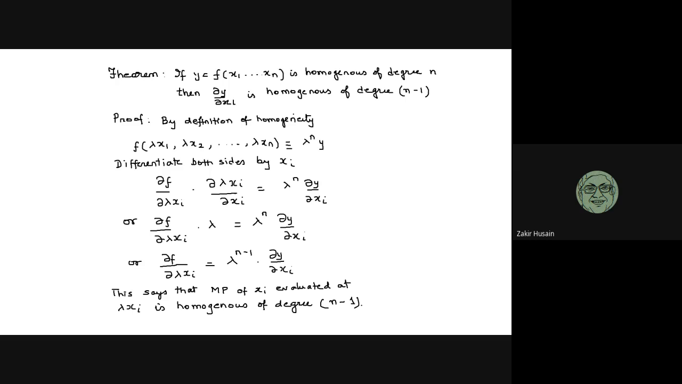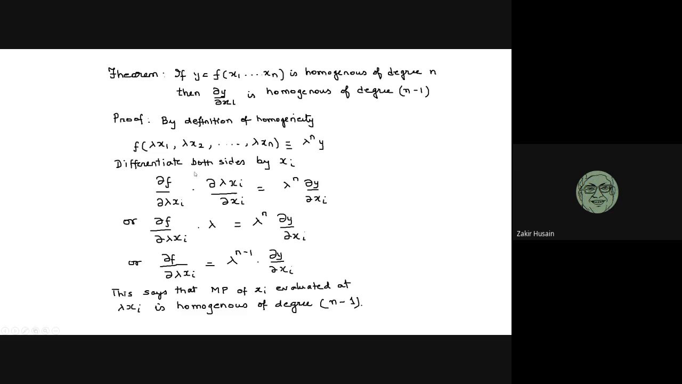Okay. The second theorem is also somewhat similar. If you have a function which is homogeneous of degree n, then the marginal product is homogeneous of degree n minus 1. So if you have a homogeneous function, by definition, we can write this: we increase all the inputs, all the variables by lambda, y will increase by lambda to the power of n. Now this time we differentiate both sides by xi.